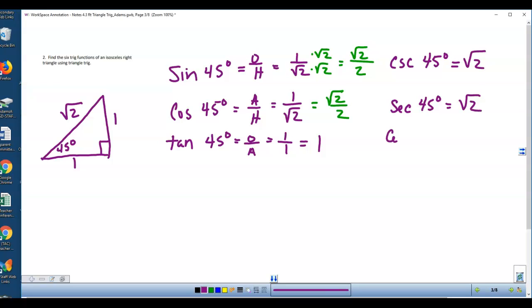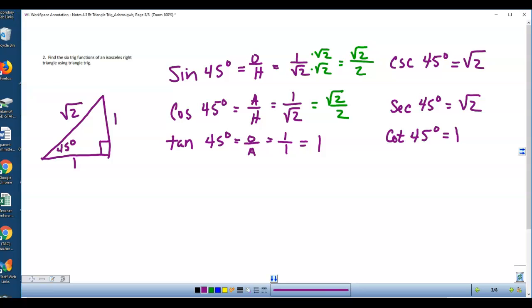And finally, cotan of 45 degrees. Cotan of 45 degrees would be the inverse of tangent, so that is opposite over adjacent. So now it's adjacent over opposite, which in this case makes it very easy to do because it's just 1. So those are the 6 ratios.